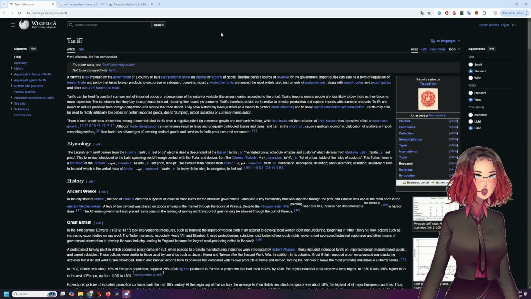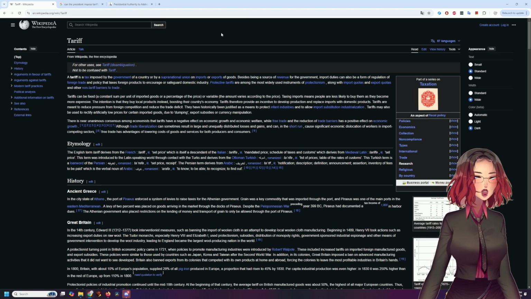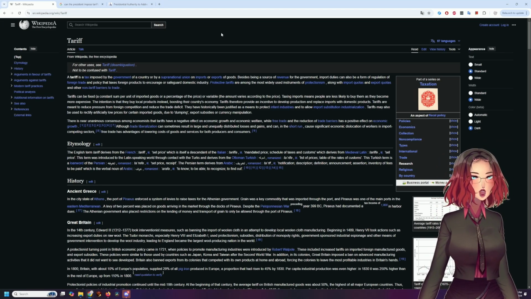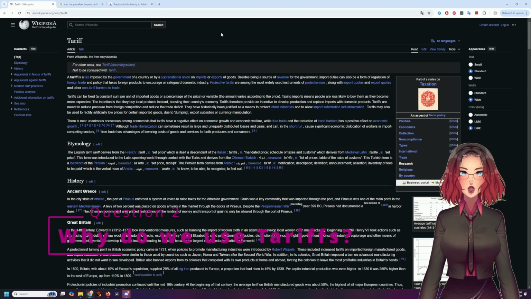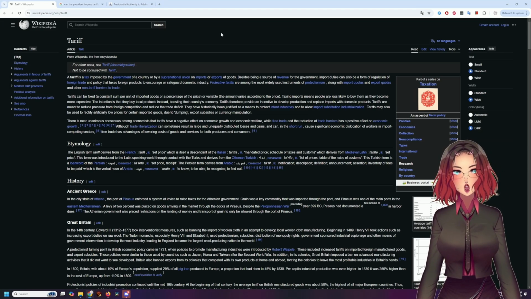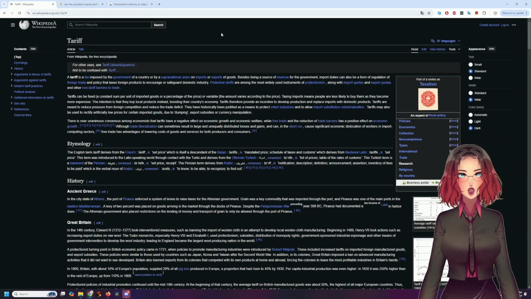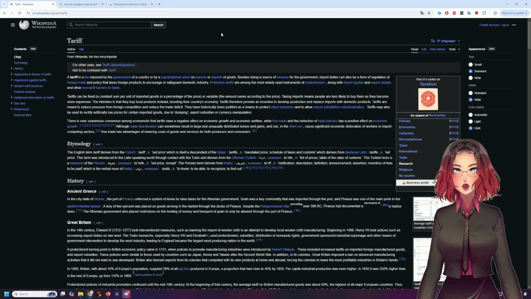So, now that we know what a tariff is, let's answer question 2. Why do we use tariffs? So, the most common form of tariff, by far, are protective tariffs. These are tariffs put on very specific goods to increase the cost of a good in your own country, since they're usually, as we just explained, on imported goods.